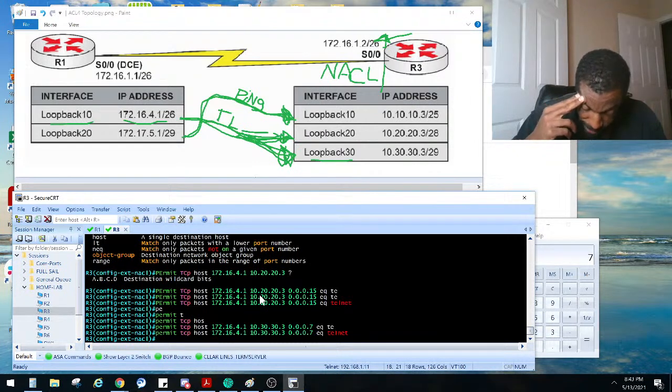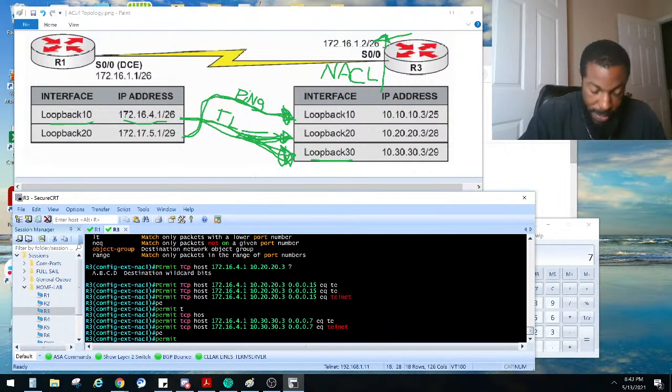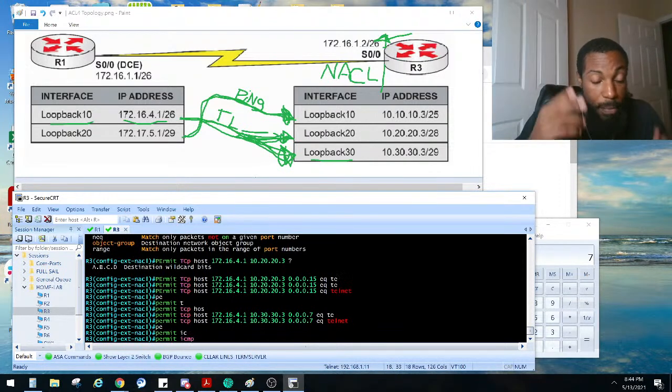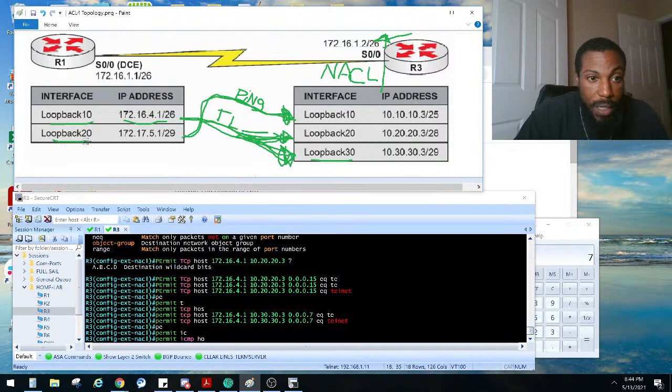Another line to allow only ping traffic. So we know he said allow. That means permit, right? Ping traffic, ping, right? We know ping don't work. It's actually ICMP. Just remember that. ICMP means ping, right? The host, right? This is the ping right here. Who is the host? It's loopback 20. But you can't do loopback 20.